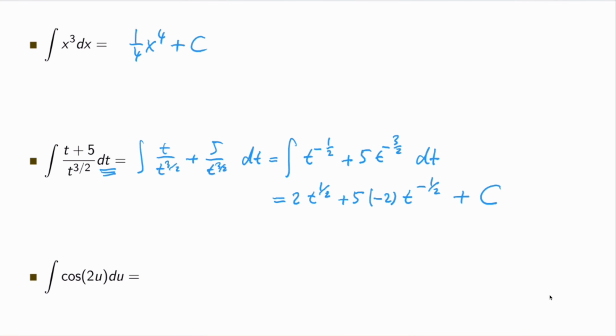And then here a final example, cosine of 2u. If we differentiate sine, we get cosine. So it must be something like sine of 2u. If we differentiate sine of 2u, we get an inner derivative, a factor 2, which we have to make up for. So we get a 1/2 in front plus a constant.